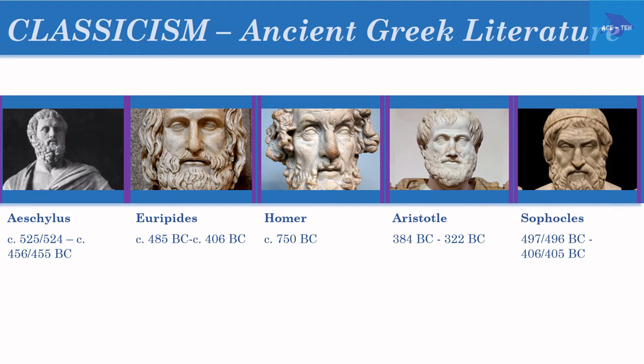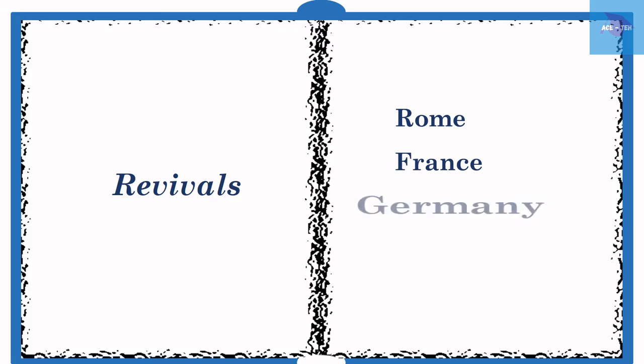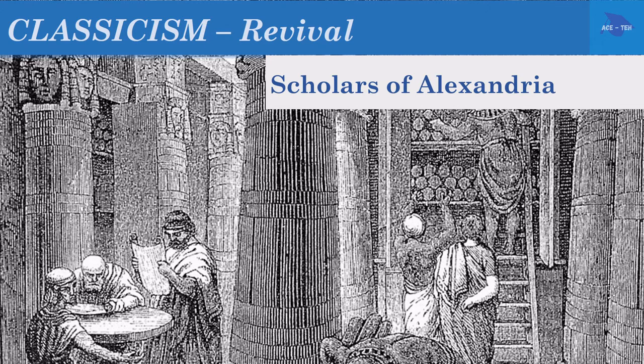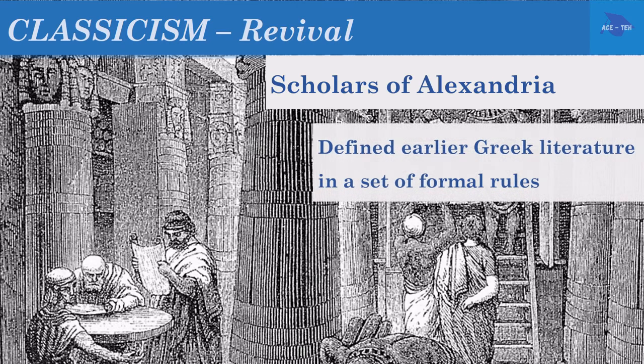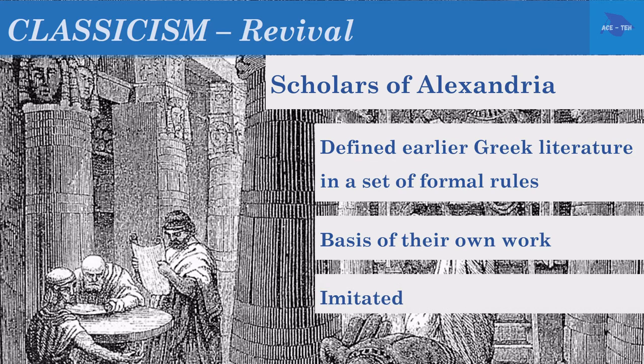Throughout our history, we can see several periods of distinct classical revival in the histories of Rome, France, Germany, and England. It is the scholars of Alexandria who invented the classic status of ancient Greek literature. They defined earlier Greek literature in a set of formal rules, tried to use them as the basis of their own work, and reinforced the classic status of Greek literature by imitating it.